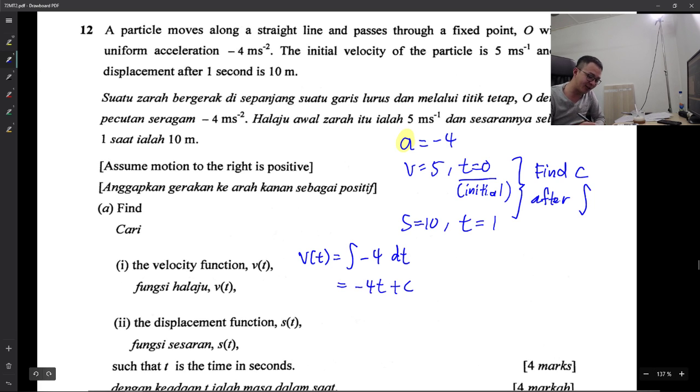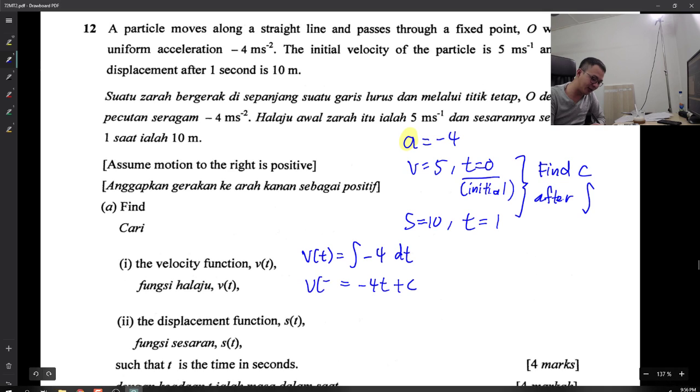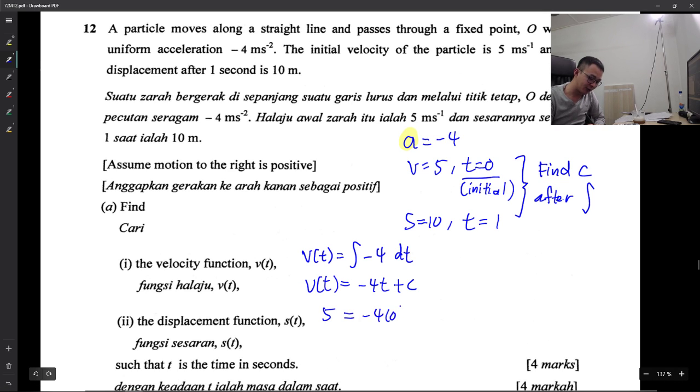So in order to get c, I will sub in v equals 5 and t equals 0, which I have here, plus c, so my c equals 5, right? So my v of t is equal to negative 4t plus 5. So this is the velocity function.